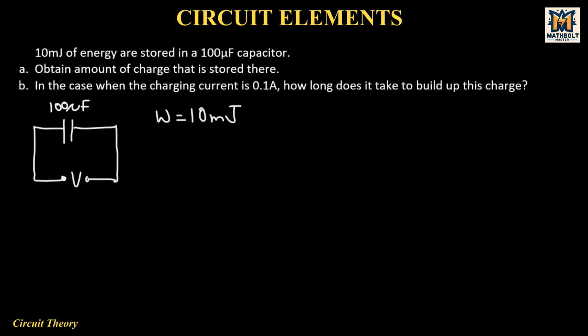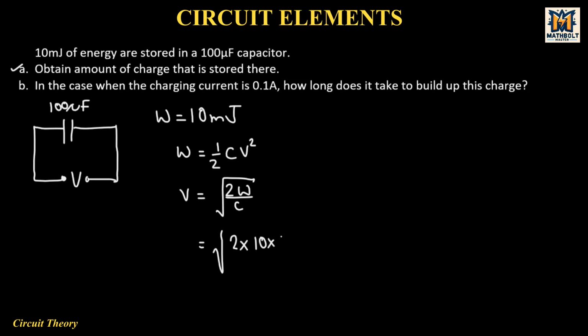Using this information, we first have to find out the amount of energy that is stored there. Okay, so I know that W is equals to half CV squared. So I can take out the voltage, which becomes square root of 2W divided by C. Now I put in the values: 2 times 10 millijoules, so 10 millijoules means 10 into 10 raised to the power negative 3, whole divided by the capacitance. The capacitance is 100 into 10 raised to the power negative 6.